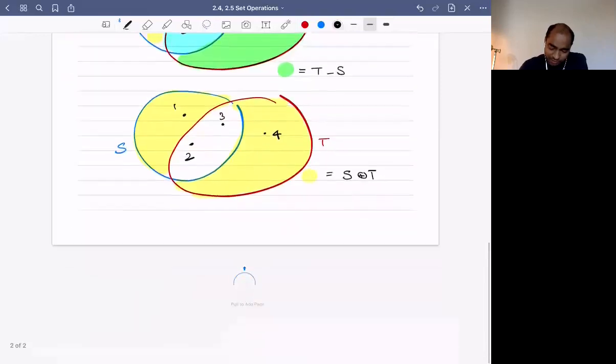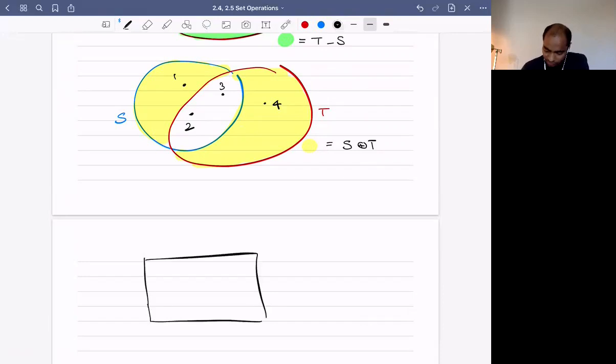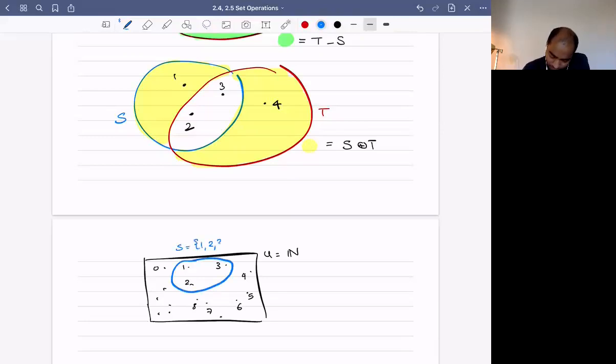And finally, complement. Now, for a complement I need a subset. So I'll just create a new one. U, which was the set of natural numbers. Then this is S. And then the complement is nothing but everything that is outside of S. That is my set complement.